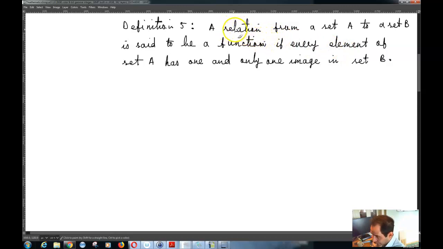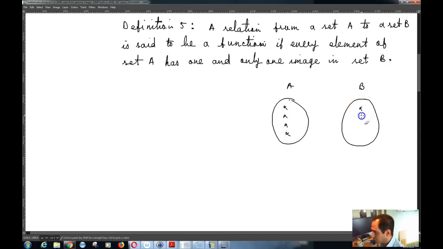It says that a relation from a set A to a set B is said to be a function. So for example, let's say that you have these two sets over here, call them set A and set B, and you have these elements over here and these elements over here. If you want to define a relation, you can say that, for example, this element is mapped to this element, this one to this one, and this one to this one. So you can call it the relation R.